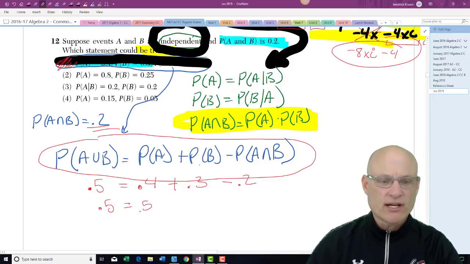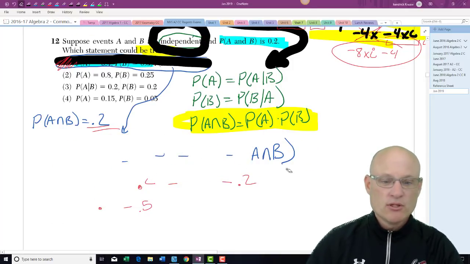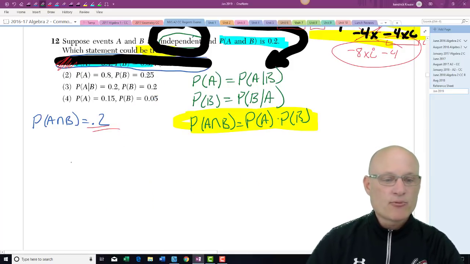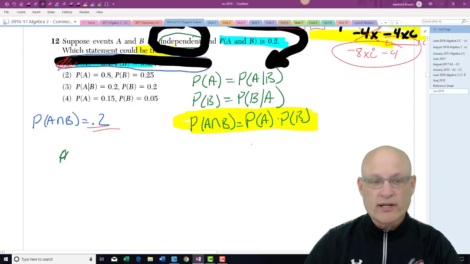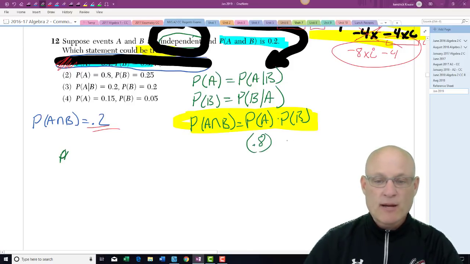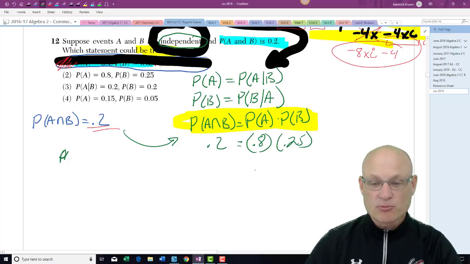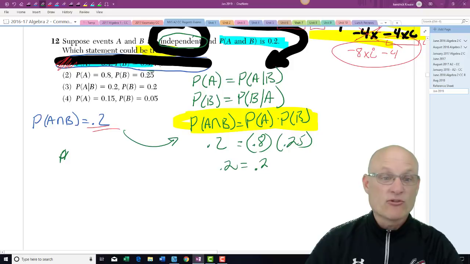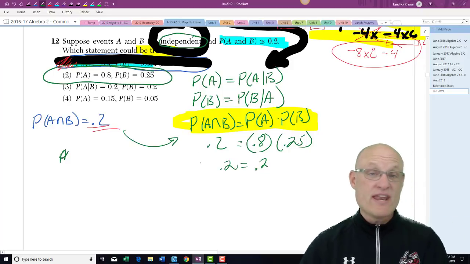So then we're going to check this one. Let me give myself some room. The next one says that the probability of A is 0.8, and the probability of B is 0.25. And we already know the probability of A and B is equal to 0.2. Well, if I take 0.8 and multiply it by 0.25, I get 0.2 equals 0.2. And there's the right answer. But boy, oh boy, New York State, that was not nice.